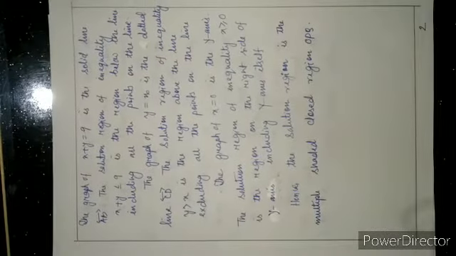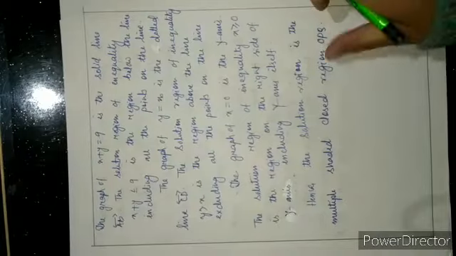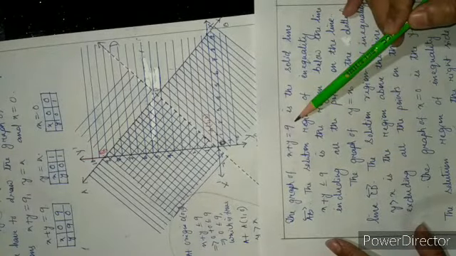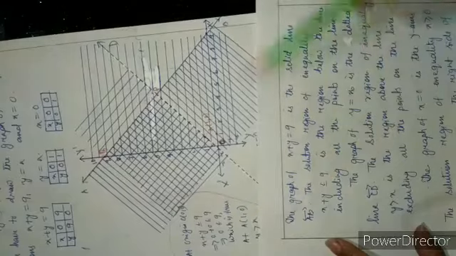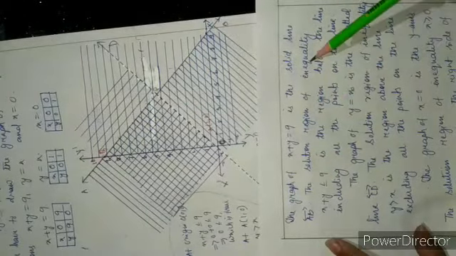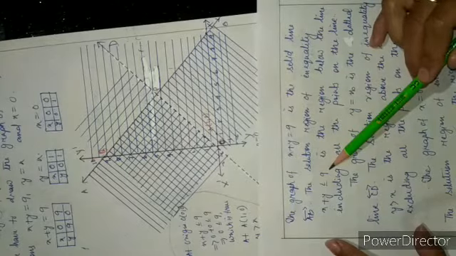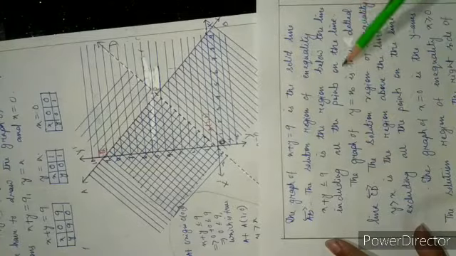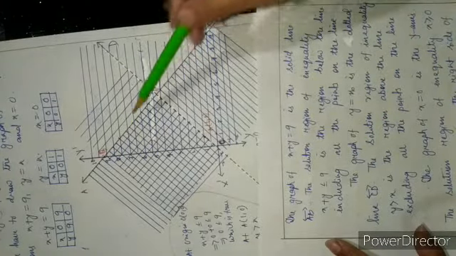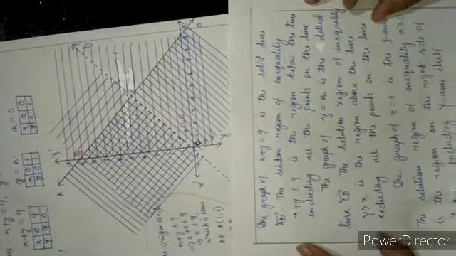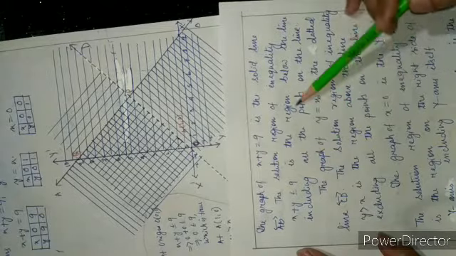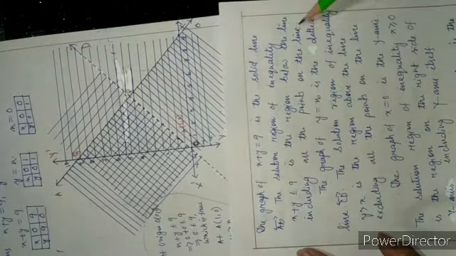The graph of x plus y is equal to 9 is the solid line AB. The solution region of the inequality x plus y less than or equal to 9 is the region below the line, including all the points on the line. Solid line means the points lying on the line are part of the solution.